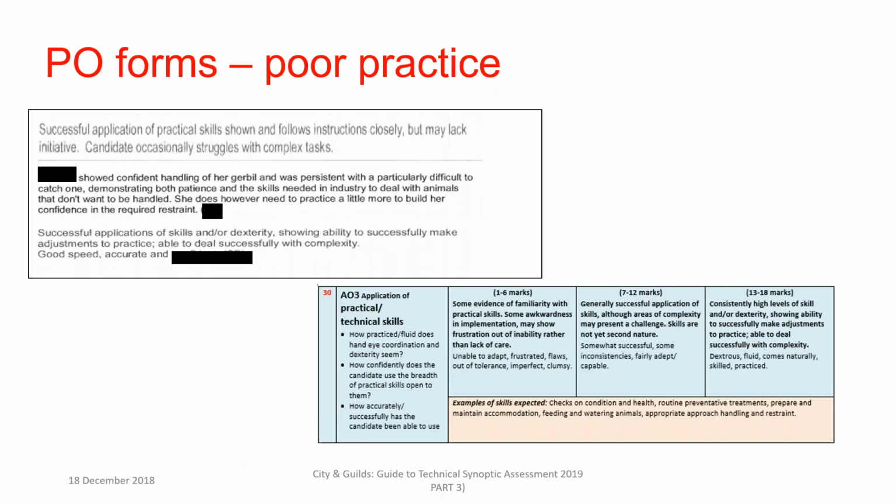This slide shows a typical example of incorrect use of the marking grid for AO3. The PO form below states that the candidate lacks initiative and struggles with more complex tasks, and that the candidate needs to practice more to build up confidence in restraint. This suggests that practical skills are not yet second nature and would therefore not be awarded top band. This candidate is better placed within the middle band.